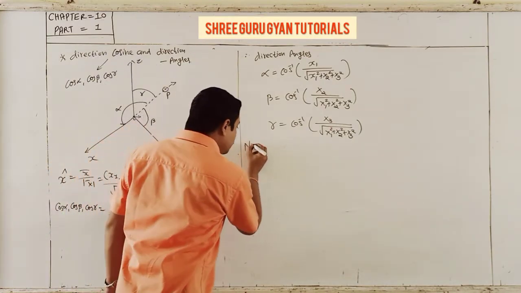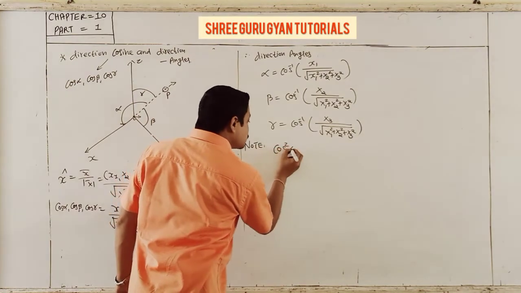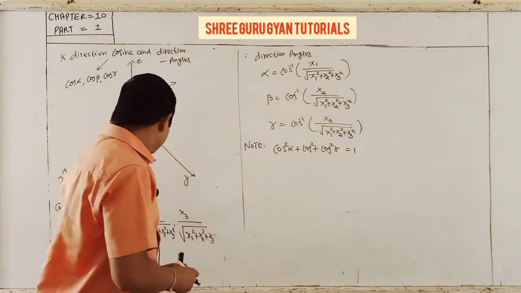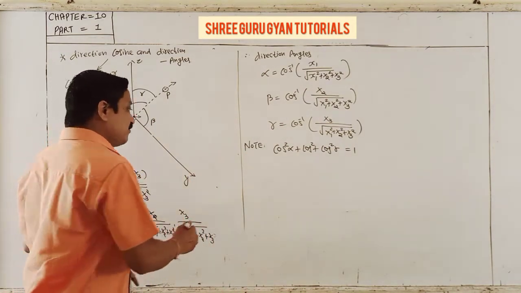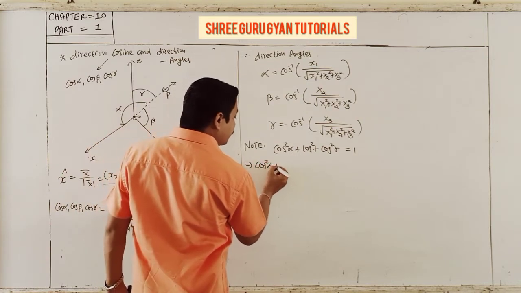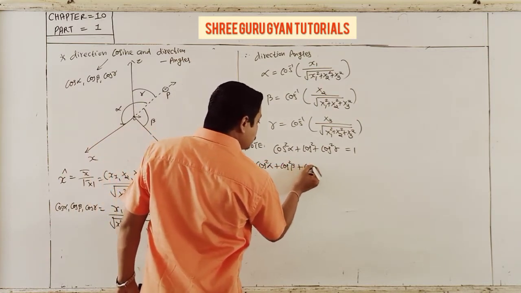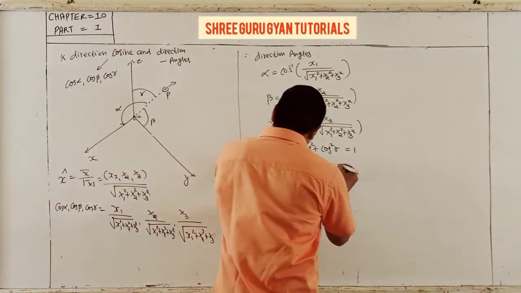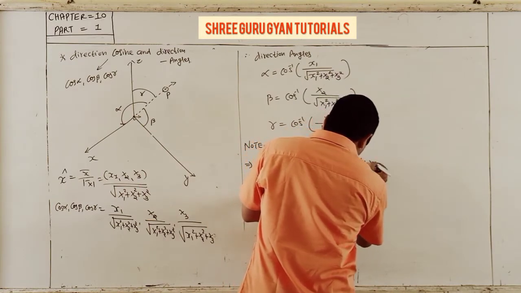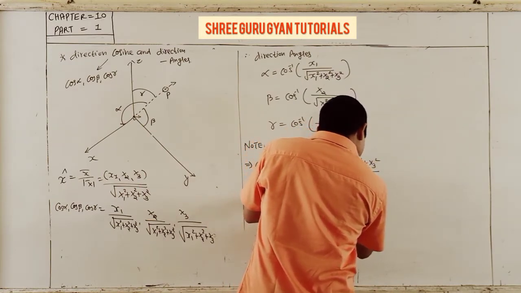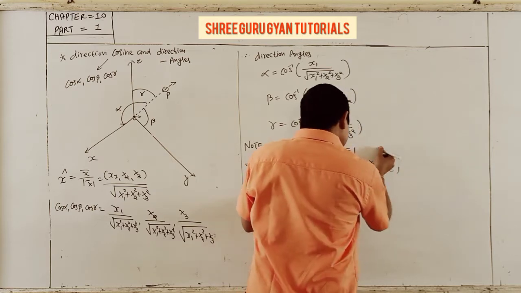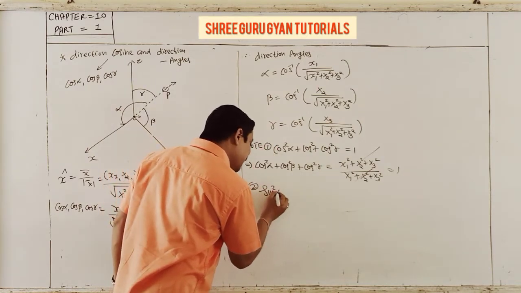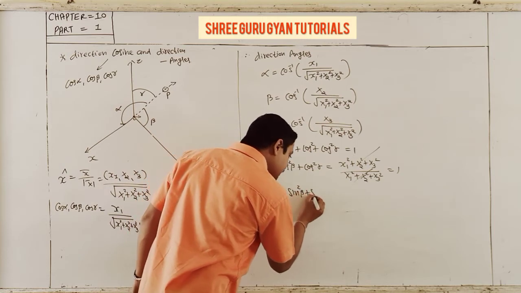Now one more point you note, students: cos square alpha plus cos square beta plus cos square gamma is always 1, because if you take the squares individually, definitely your data is cos square alpha, cos square beta, cos square gamma. You attach them and make the square, so it is x1 square plus x2 square plus x3 square by x1 square plus x2 square plus x3 square. It is 1.